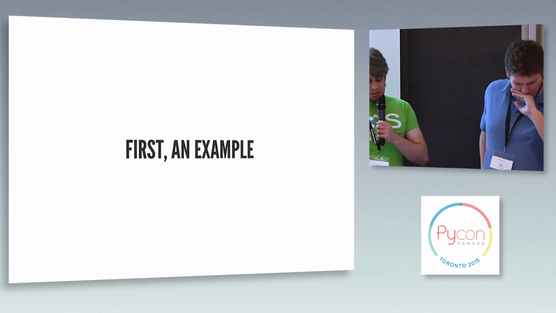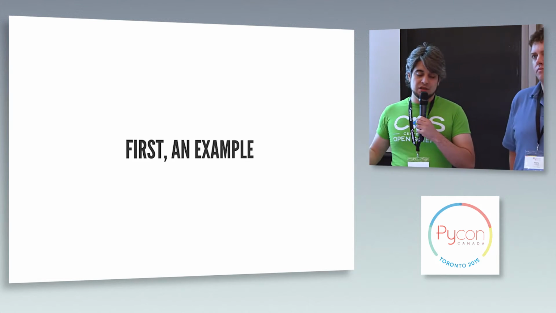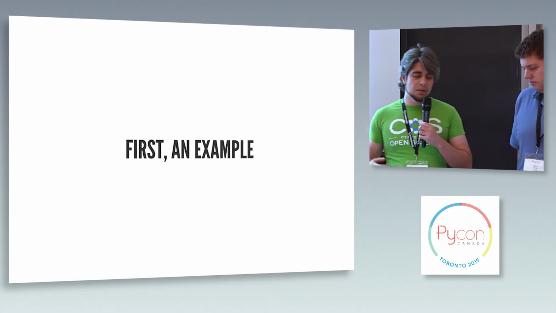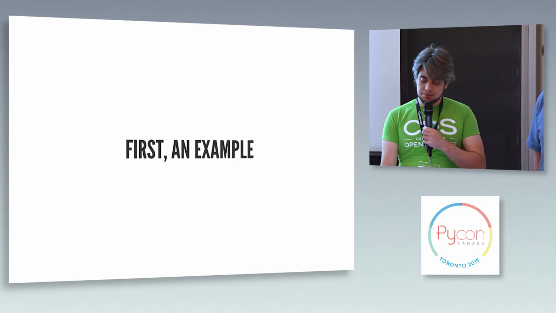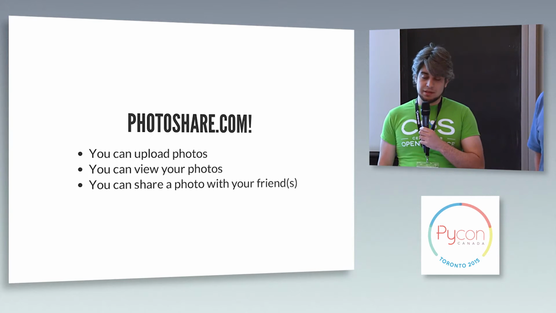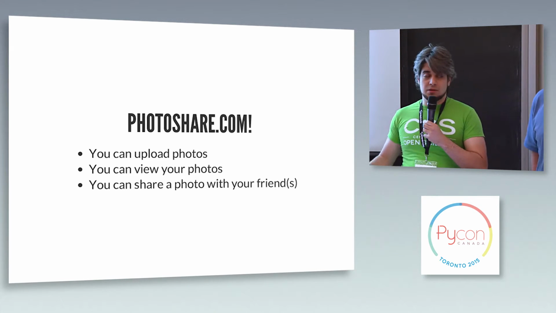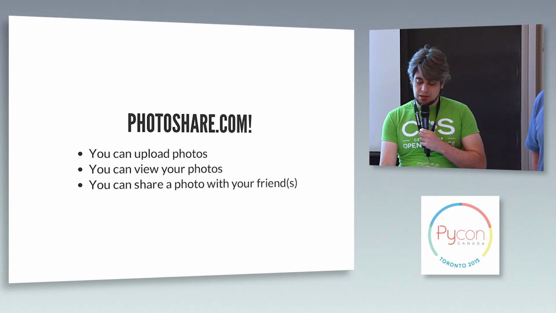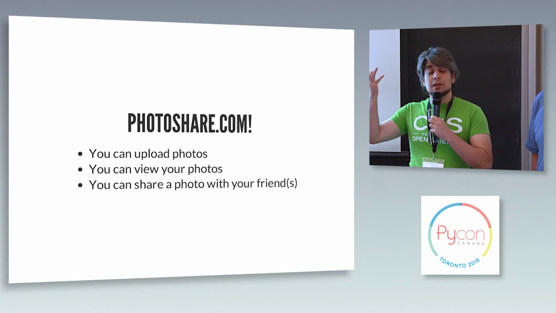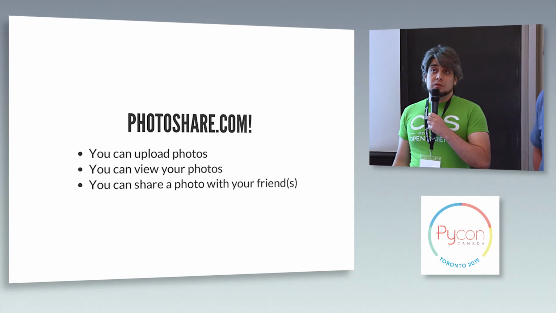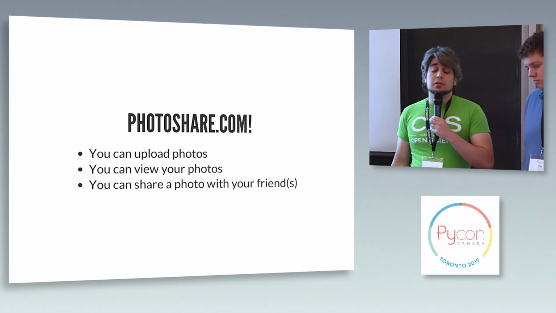In order to give you an idea of what we're going to do here, we're going to build, during this talk, a REST API for a very simple website called photoshare.com, which, as you can imagine, does very simple things: you can upload photos, you can view them, and you can share the photo with your friends, like many photo sharing websites you may be familiar with.